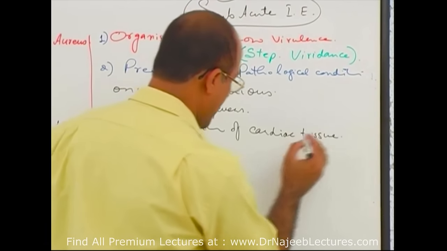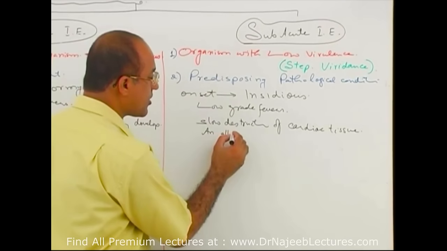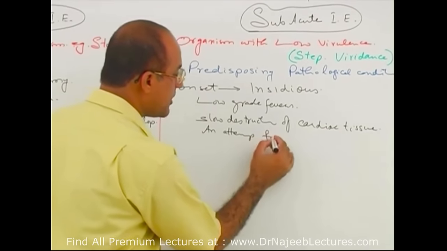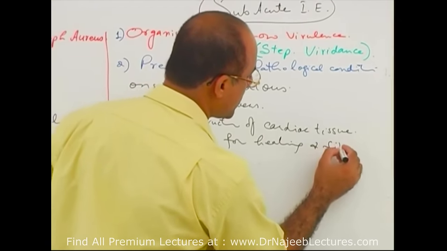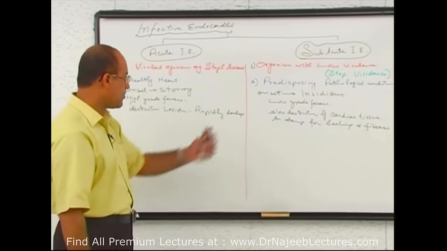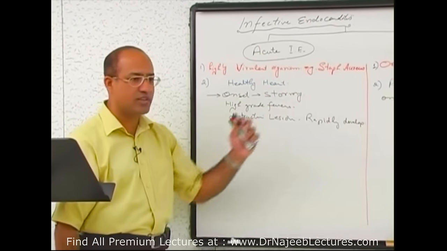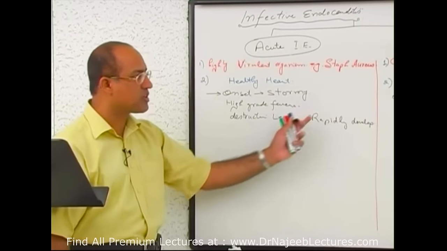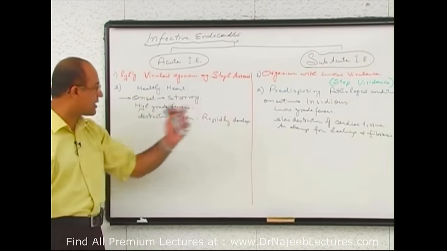And with that, there is always an attempt for healing and fibrosis. Usually under the vegetation of this, you will find some fibrosis. So this is sudden onset disease, that is gradual onset disease. This is a very rapid course of the disease, that is an indolent course of the disease. Here is high grade fever, there is low grade fever.